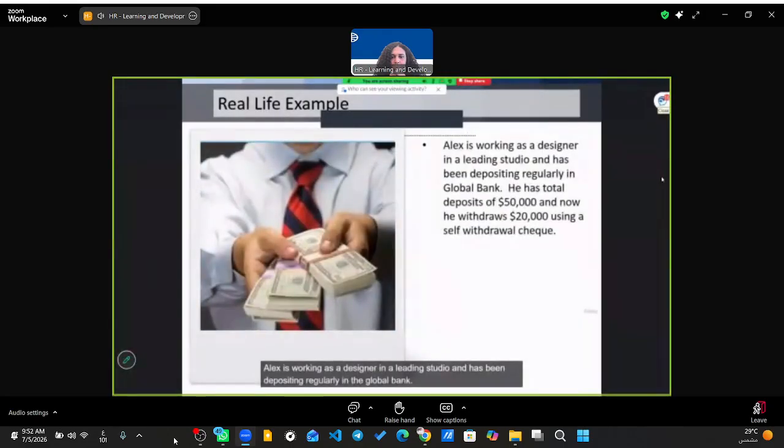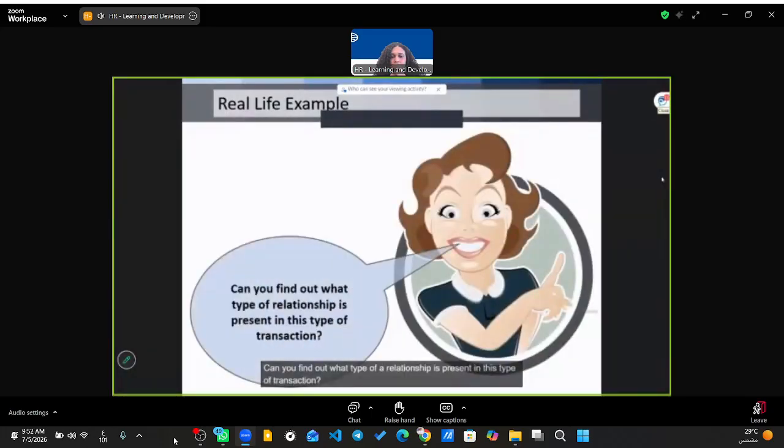Alex is working as a designer in a leading studio and has been depositing regularly in the global bank. He has total deposits of $50,000 and now he withdraws $20,000 using a self-withdrawal check. Can you find out what type of relationship is present in this type of transaction?